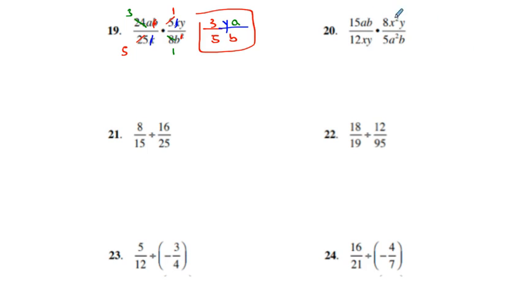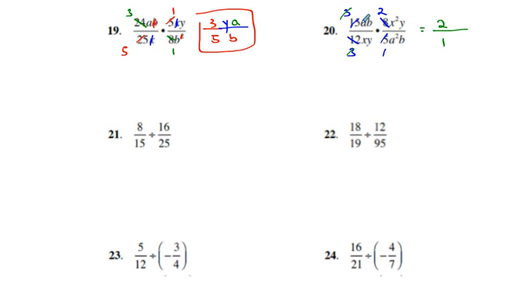Alright, and moving on, so 15 and 5, 15 and 5 divisible by 5, goes in there 3, goes in there once. 8 and 12 divisible by 4, this goes in there twice, goes in there 3 times. The 3's will simplify, 3 over 3, leaving me with just 2 over 1, or 2. Alright, and then why not? Let's just do the variables.